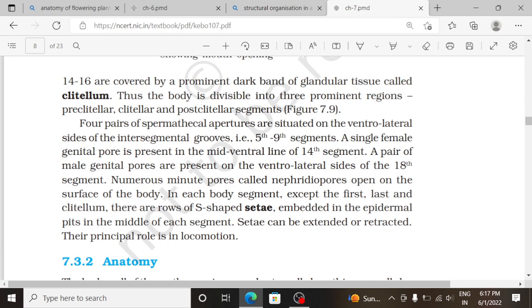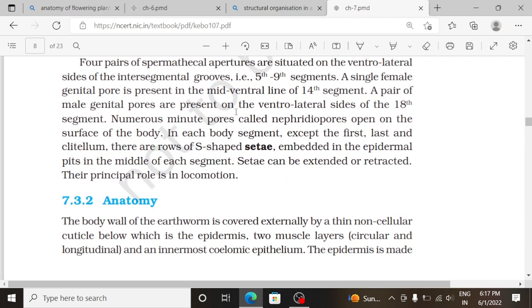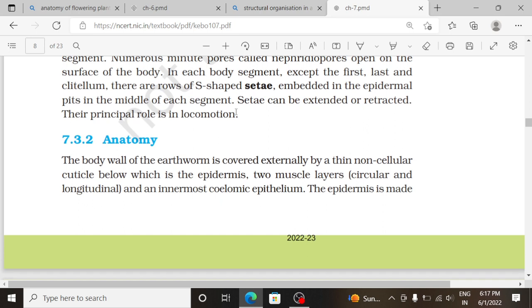In each body segment except the first, last and clitellum, there are rows of S-shaped setae embedded in the epidermal pits in the middle of each segment. Setae can be extended or retracted. Their principal role is in locomotion.